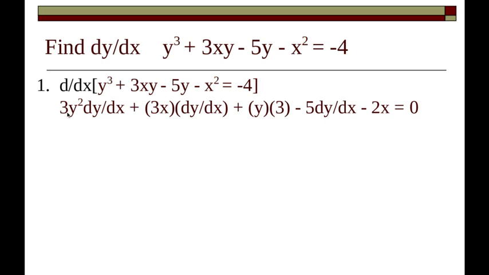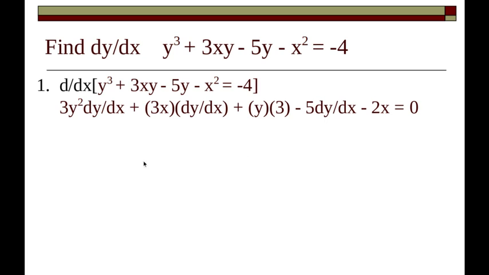So here we got our 3y squared times dy dx. There's our chain rule. Now our product rule, u dv, the derivative of y is dy dx, plus v, which is y, and then du, the derivative of 3x is just 3. Now we've got our derivative of minus 5y is minus 5 dy dx. Here we just did a power rule. We get minus 2x and then equals 0. So now the rest of it is just going to be algebra.